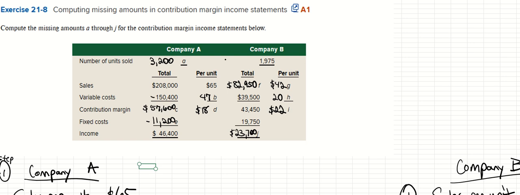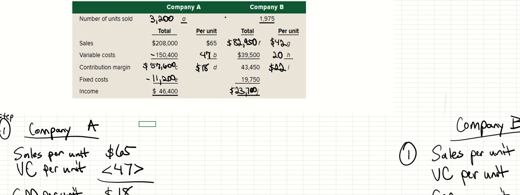So chapter 21, practice problem number 4. This will be an extension of practice problem number 2 and number 3. Practice problem number 2 is displayed here in exercise 21.8, where we needed to compute the missing amounts in contribution margin income statements for companies A and B, which we did.